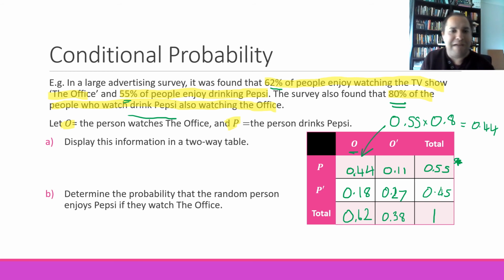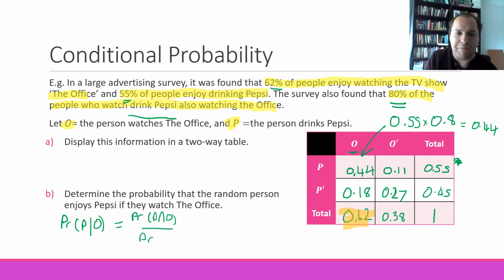Now, determine the probability that a random person enjoys Pepsi if they watch The Office. So here we're looking for the probability that a person enjoys Pepsi if they watch The Office. So that means in our table we're considering this value here, at the 62. That's our condition. So on the bottom of our fraction, in our formula, it'll be the probability of someone drinking Pepsi and watching The Office over the probability of someone watching The Office. The probability that someone watches The Office is our total there, 0.62.